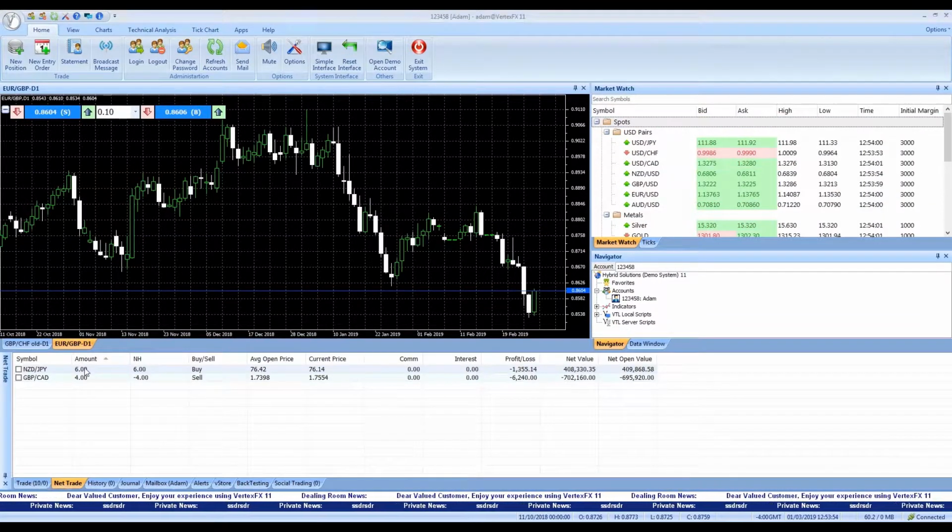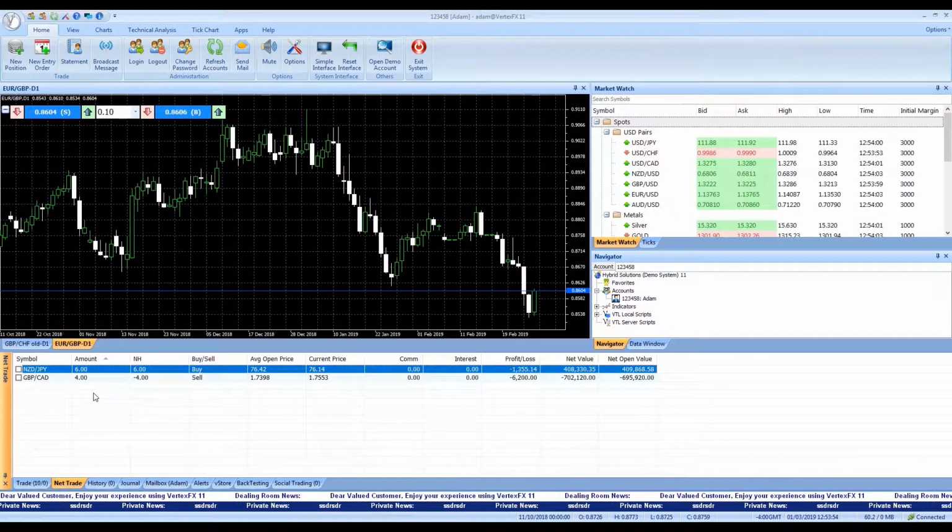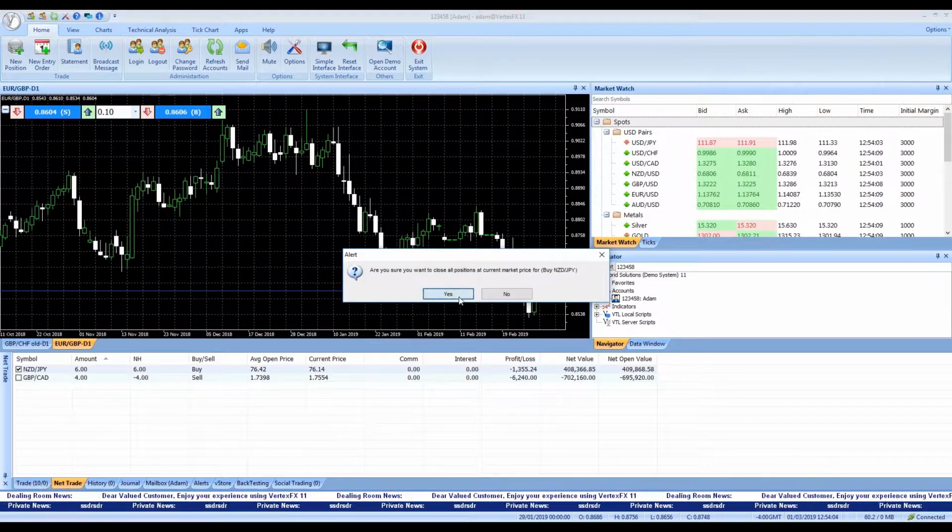The ReadyNet Trade Panel sorts all open positions by symbol name and position type, buy or sell, showing the net hedge positions, average open price, and the ability to close net positions row by row.